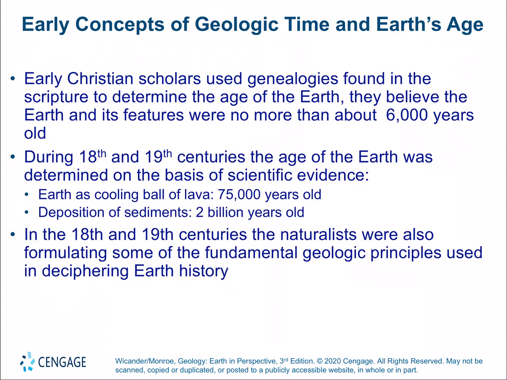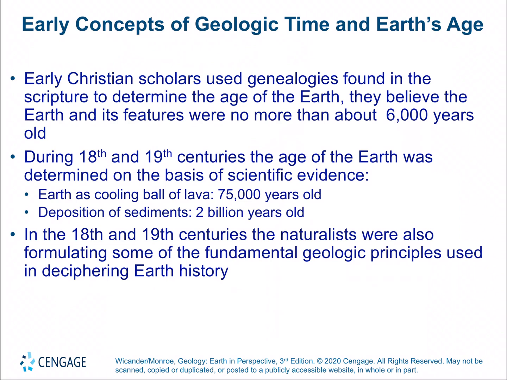So our early concepts of geologic time started back with our early Christian scholars, and they used scripture to determine the age of the earth. They initially said the earth could be no more than 6,000 years old. Then the 18th, 19th century came about, and based upon science, we determined that the earth actually cooled as a ball of lava about 75,000 years ago. Sediments were deposited about 2 billion years ago.